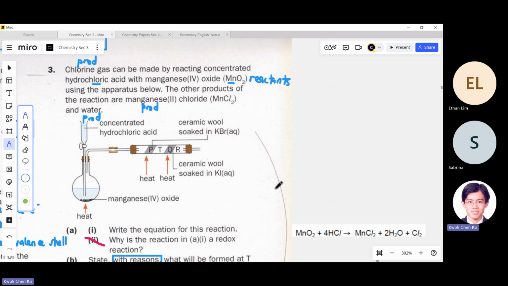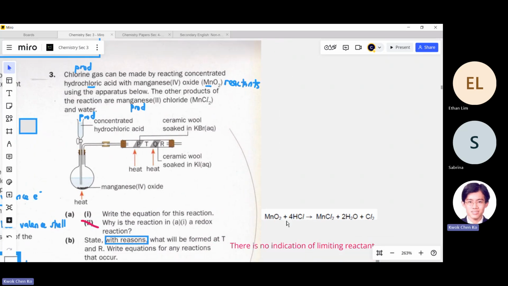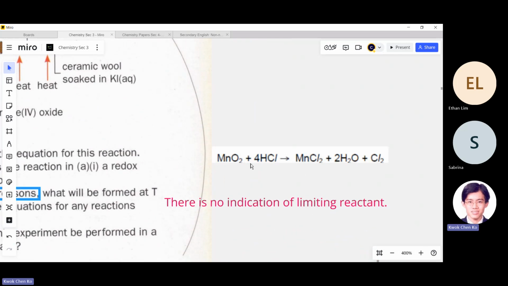So the only thing you need to do is make sure your formulas are correct. Make sure your formulas are correct and make sure it's balanced. I hope no problem with balancing. Now, even though the question didn't ask for state symbols, let's try.